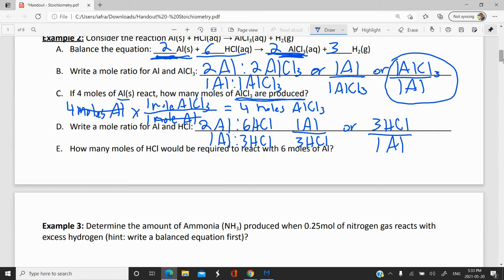How many moles of HCl would be required to react with 6 moles of Al? So let's look at our ratio. Let's just think about it before even writing anything down. We know it's a 1 to 3 ratio. We know if you have 1 aluminum, you'll have 3 HCl. So in other words, you have 3 times more HCl every single time. So if you have 6 Al, think about that in your head. Okay, I need 3 times. I'll probably need 18 HCl because that will maintain my 1 to 3 ratio. I have 3 times more HCl every single time compared to the Al.